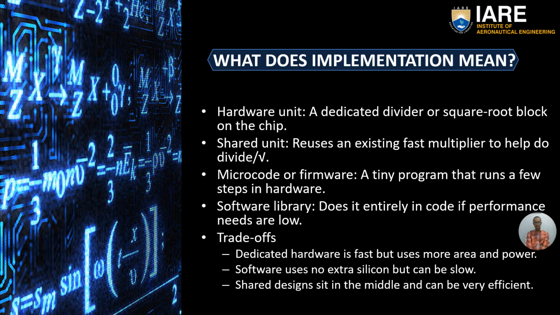The trade-offs here are three important ones. First of all, dedicated hardware is fast, but it uses more area and power. Software uses no extra silicon but can be slow. The shared designs sit in the middle and can be very efficient. Hence, this is all about the implementation.